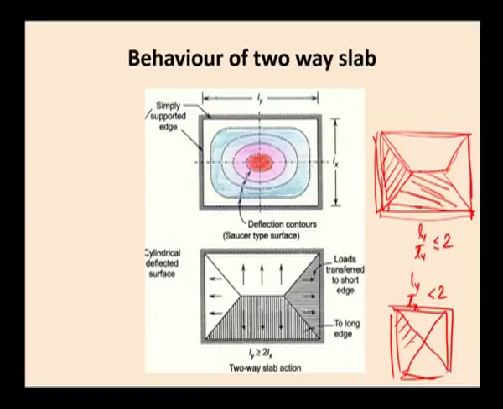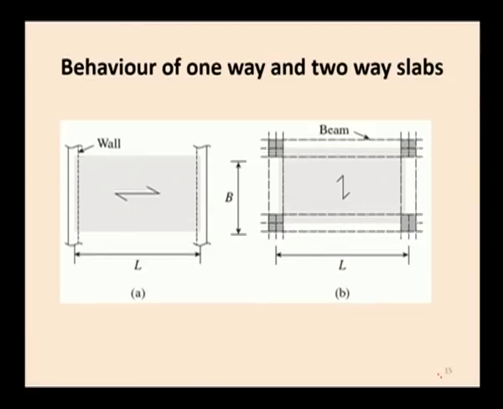So, here the load from one quarter portion, that is one triangular portion, is transferred to this beam and on this beam also. So, this is the way of transformation of load on the rectangular as well as the square slab. This is again the behavior of one-way and two-way slab. In one-way slab, the load is transferred to this beam and this beam. And here this is the slab which is considered as two-way slab. The load from the slab is transferred on this beam as well as on this beam.